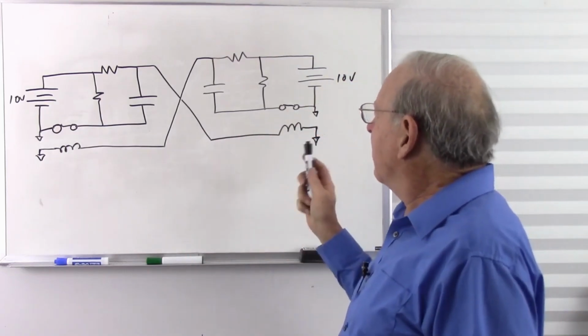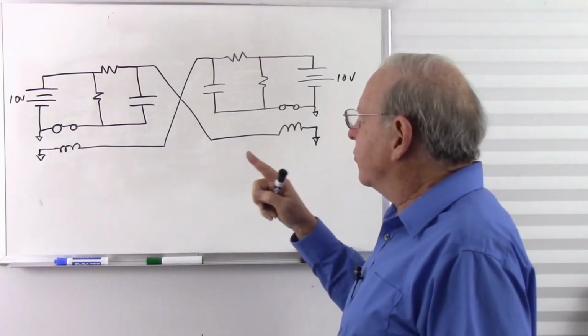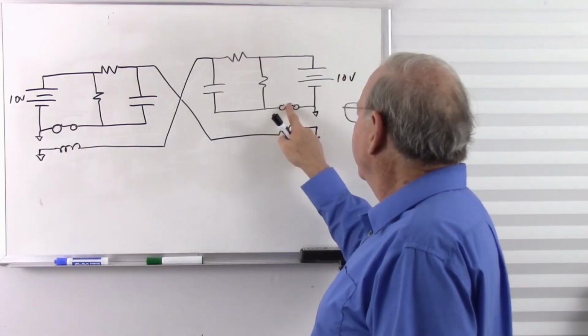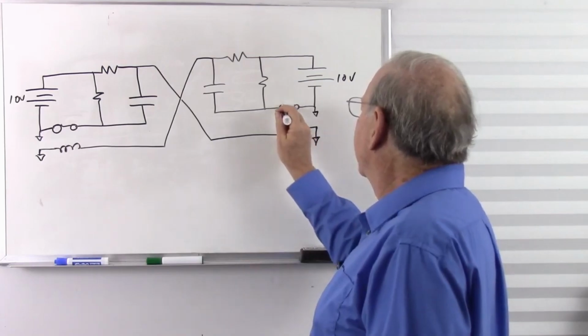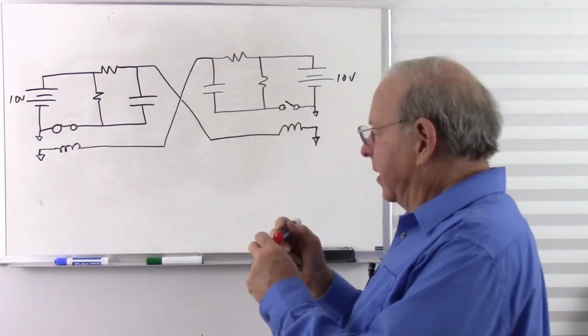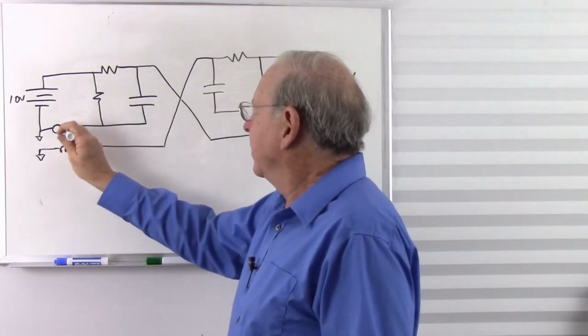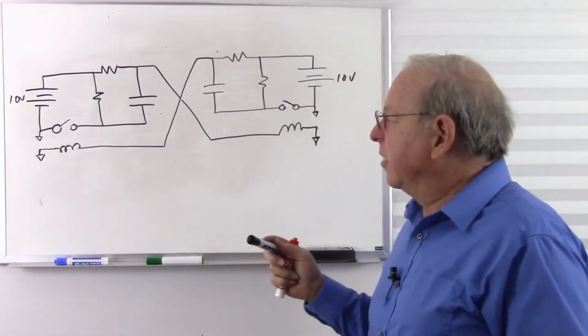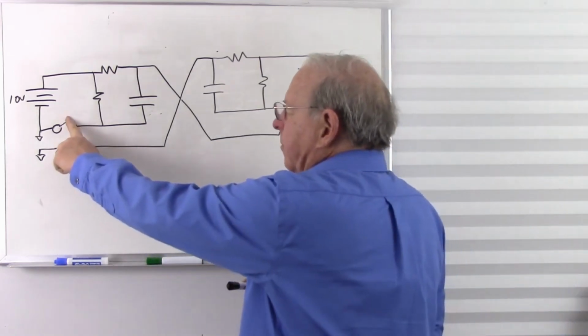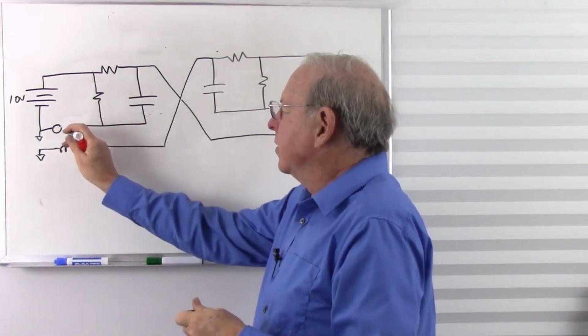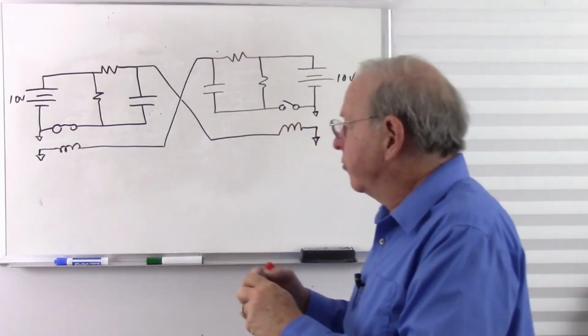Now, I've got a problem here. How do I get this whole thing started? So what I'm going to do, this is going to be open. And so this one's going to be open too, right? Okay, somehow I've got to get this thing started. So what I'm going to do is I'm going to just take my finger and hold this down over here to get the whole circuit started.